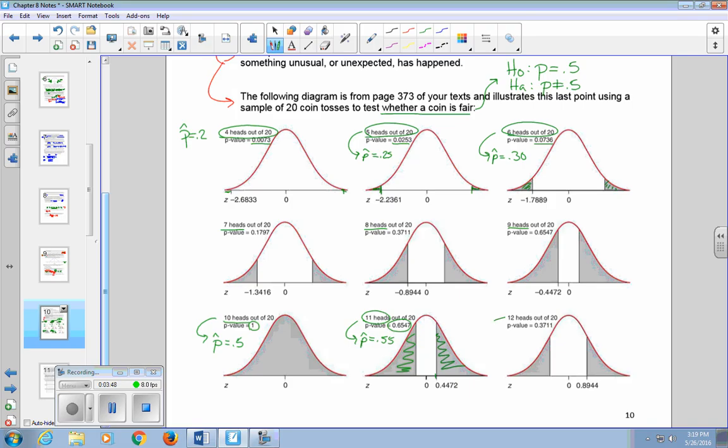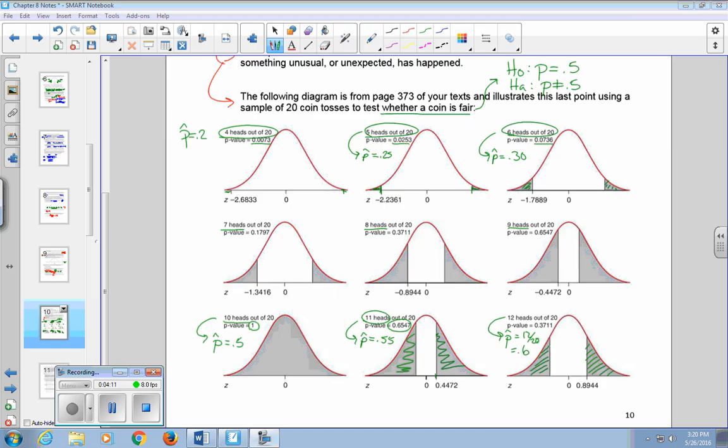And last one here, just for one more example, our p hat is 12 out of 20, or 0.6. I should say that's not a lot of evidence to reject the null hypothesis. There's not enough evidence to say the coin is not fair with that outcome.